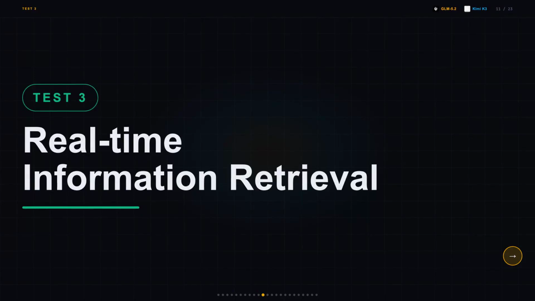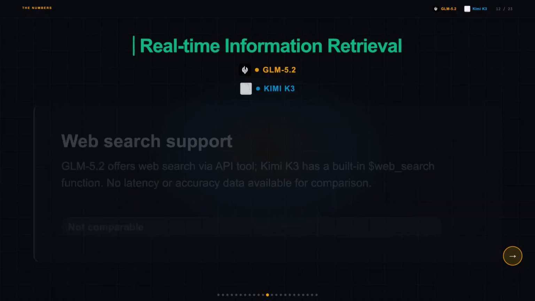Test 3, real-time information retrieval. If your model's knowledge cuts off and it can't search the web, it starts confidently answering questions with stale data: wrong stock prices, outdated API docs, news summaries from 6 months ago. Users don't forgive that, and they shouldn't have to.